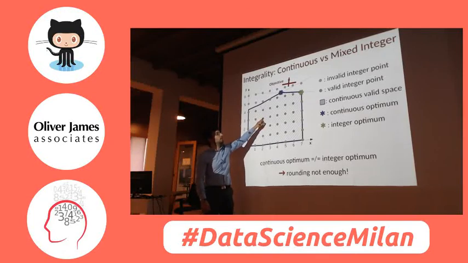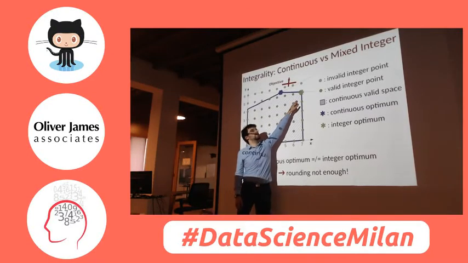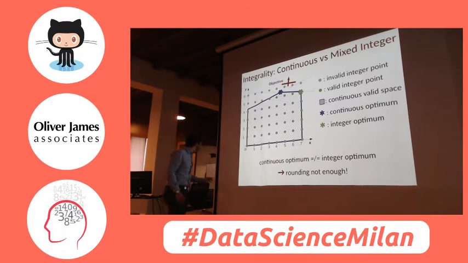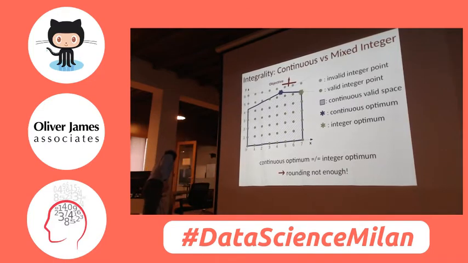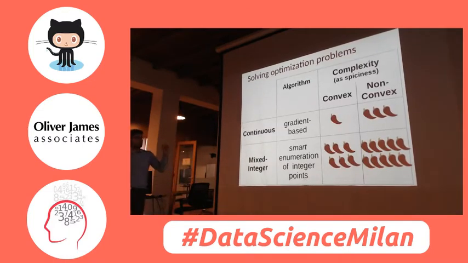If you run the continuous solution, maybe the optimal one is quite far. So to recap, if you have a continuous problem, you use some gradient. If you have a mixed integer problem, you need to enumerate all the points, and you need to be smart about it. And you can use the continuous solution, so ignoring the integrality of variables, to guide this enumeration.